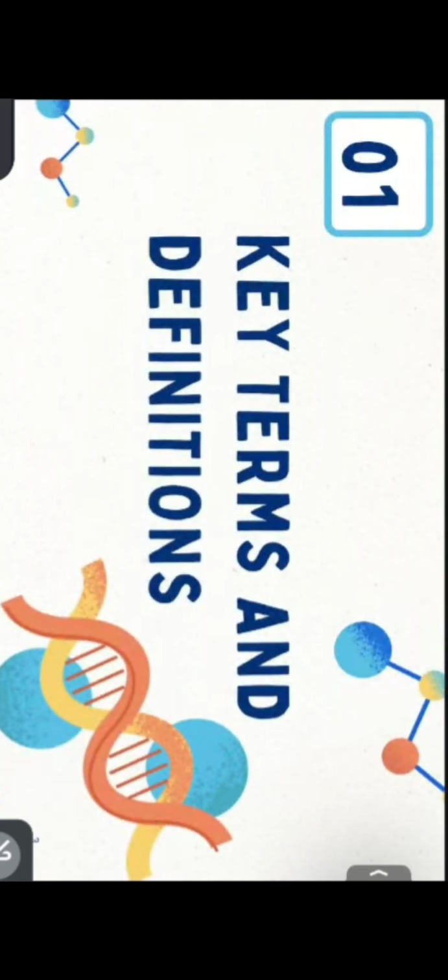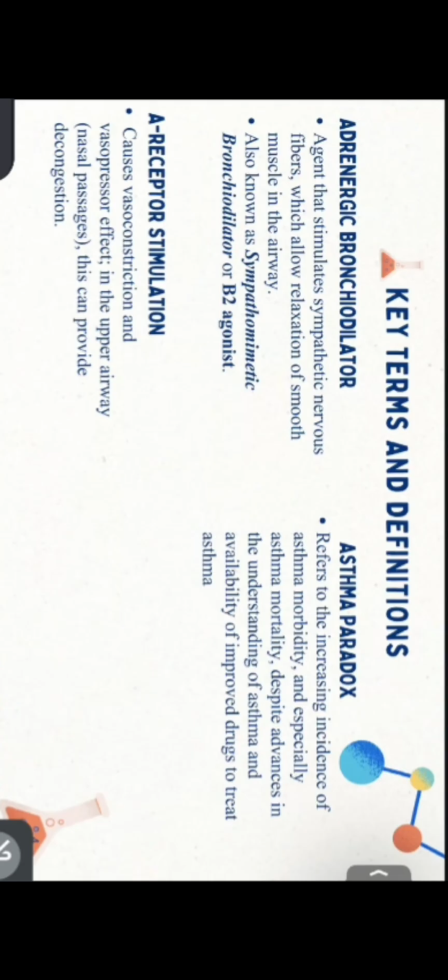So now we'll be talking about the key terms and definitions. Next slide po. So the first definition is the adrenergic bronchodilator. As it states there, the adrenergic bronchodilator is an agent that stimulates sympathetic nervous fibers, which allows relaxation of smooth muscle in the airway. It is also known as sympathomimetic bronchodilator or beta-agonist.